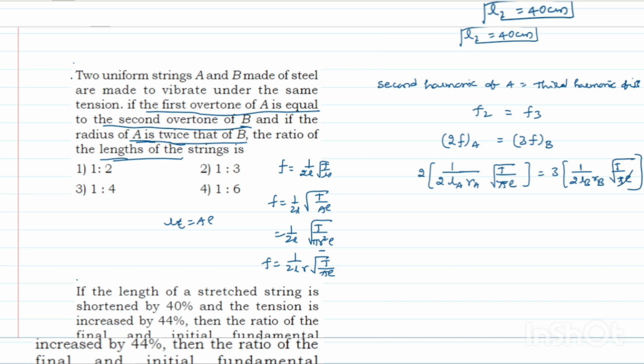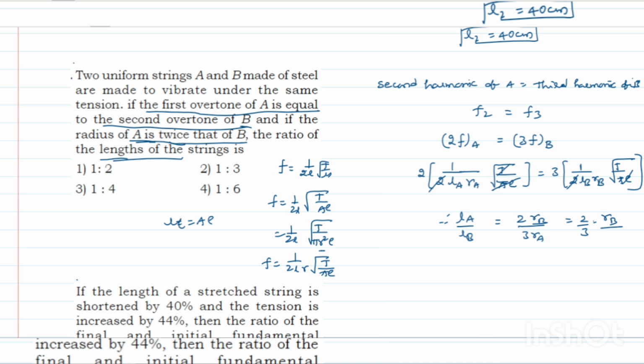So for the same material wire, density is constant, and these all get cancelled. When simplifying, the 2 on this side and the 2 on this side get cancelled, and T by pi rho gets cancelled, and we get length of A by length of B equal to 2 times, cross multiplying, students, 2 into RB by 3 into RA. So here 2 by 3 into RB by RA.